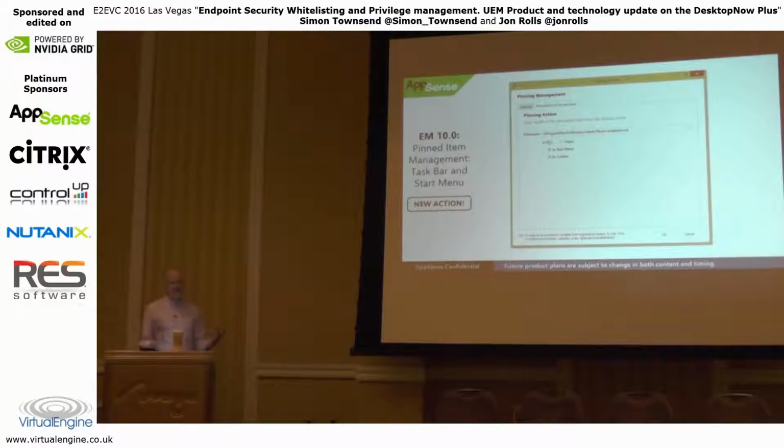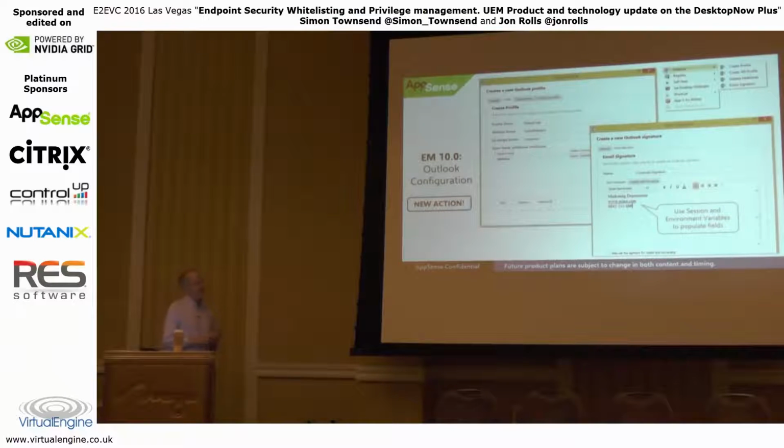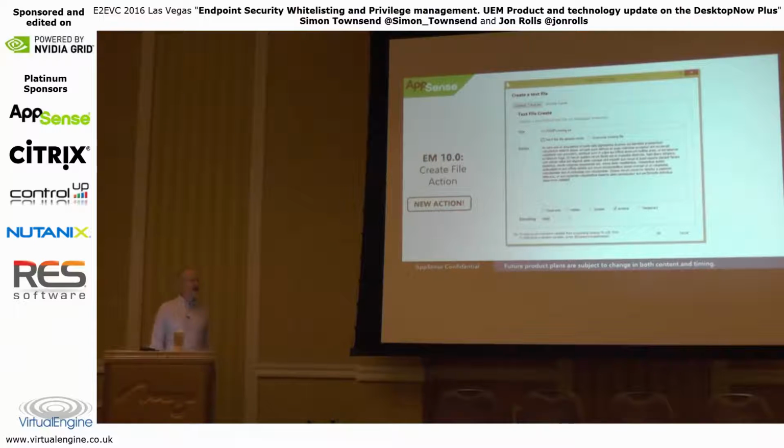Pinning things to and from the taskbar and start menu works on Windows 7 and Windows 10. And I think one of them works on Windows 8, but who cares about that? Outlook configuration, the ability to build the signature in Outlook on demand. Again, you can populate that with environment variables, session variables, things out of Active Directory, so they can be customized automatically for the user, configure Outlook profiles, just so that, again, you can target at different user groups, different server farms, whatever you're doing.